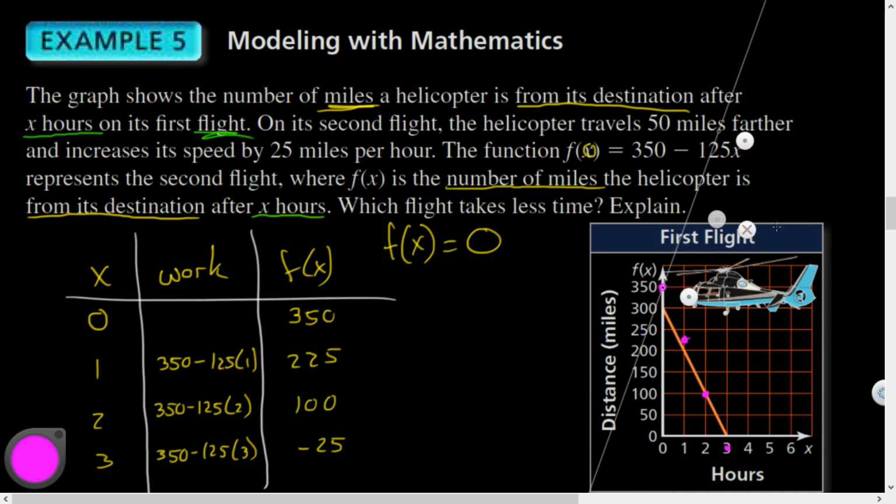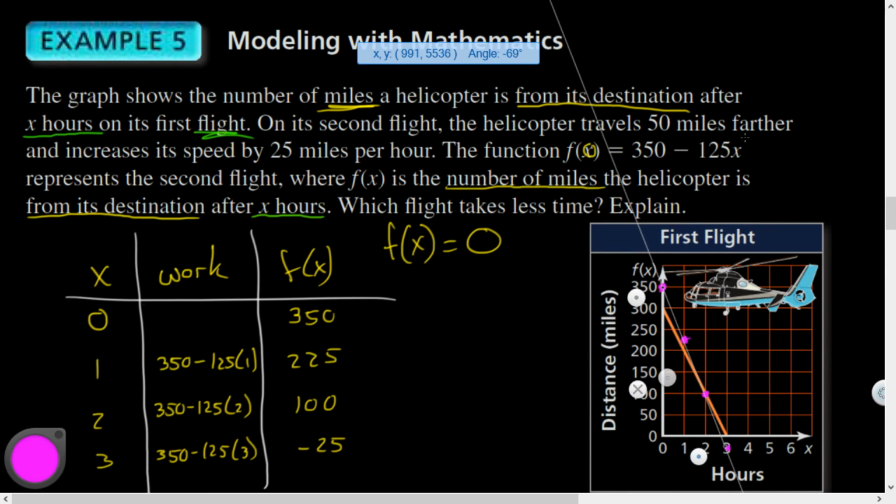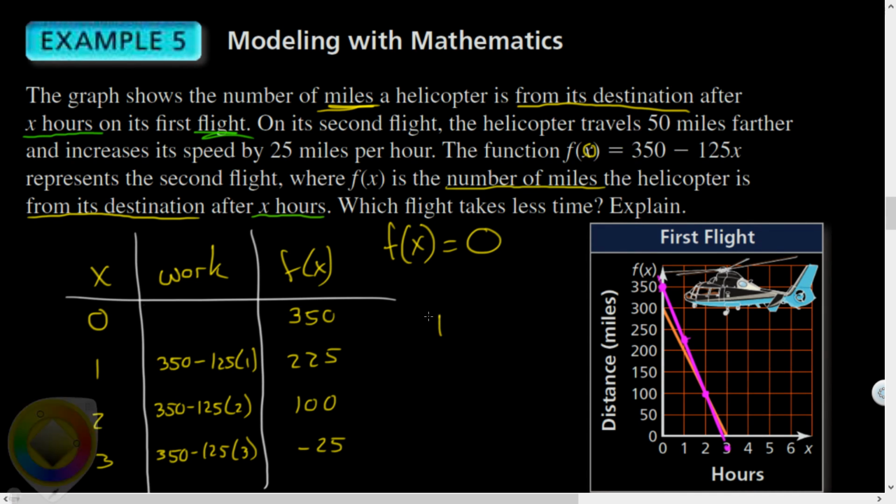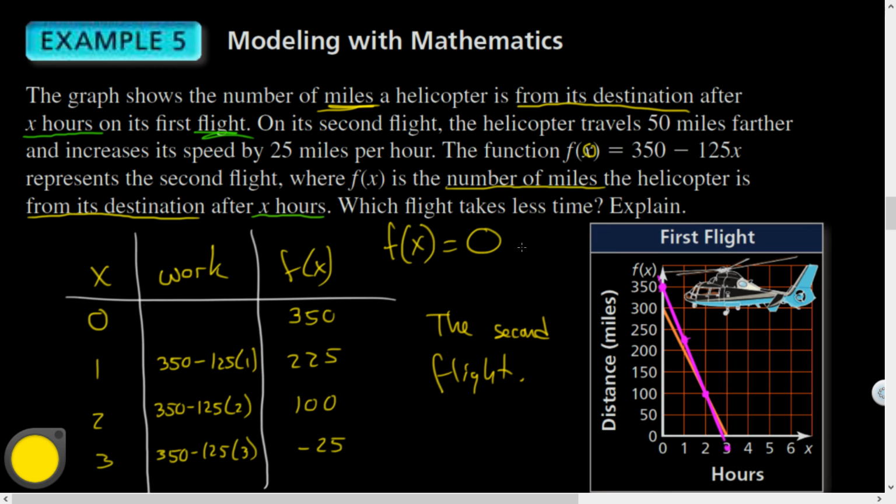The second flight, guys, took less time. Slightly less time. Which flight takes less time? The second flight. And explain, because its output at 0 has an input that is less than the other flight. That's kind of the idea. From the graph of the first flight, we see that when f of x equals 0, x equals 3. From the second graph, we see that when f of x equals 0, x is slightly less than 3.